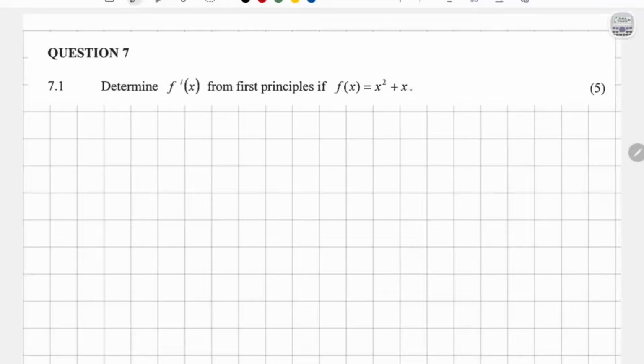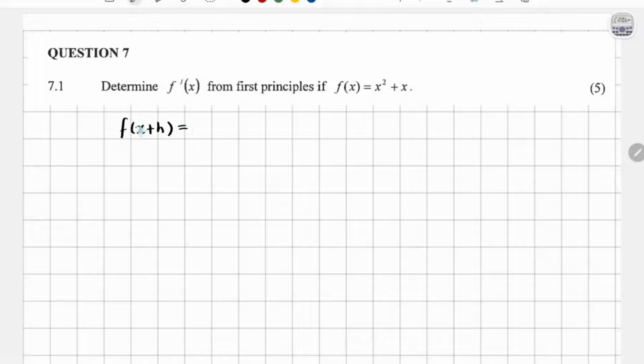Okay, so now we're on question 7, and 7.1 says, determine f prime of x from first principles if f of x is equal to x squared plus x. So remember, this is 5 marks. This is really a place that you can score marks. In order to find the derivative of this function from first principles, what we can first do is find out what f of x plus h is going to be.